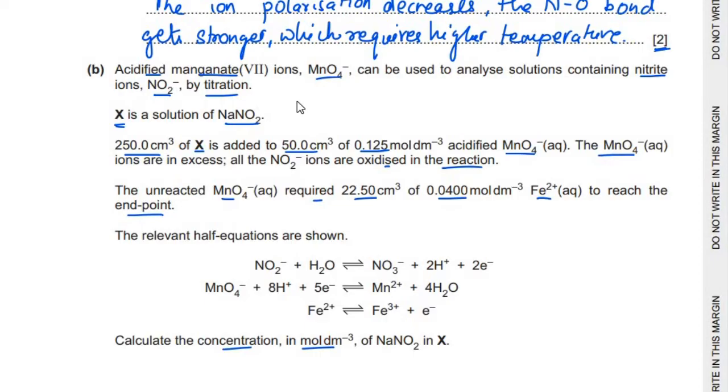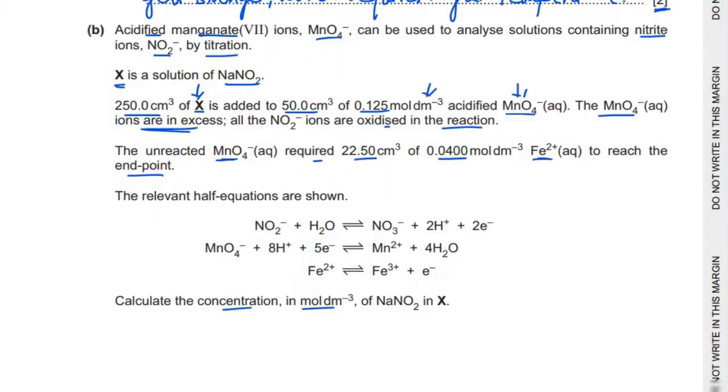Now let's understand what is happening. First, we have reacted the X solution with the manganate solution, which is in excess. After the reaction, whatever manganate ions are left over are reacted with the Fe2 plus ions to find out how much manganate is left, and that's how we indirectly calculate the concentration of X. So first we need to know how many moles of manganate ions we had taken initially and how many are left after the reaction.